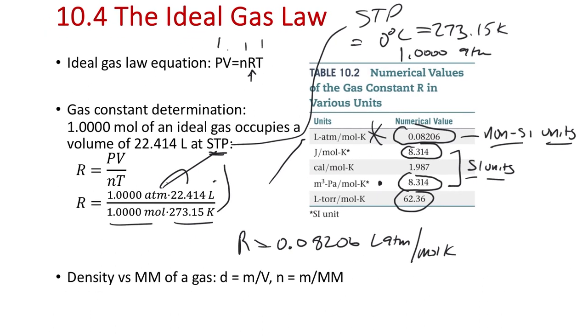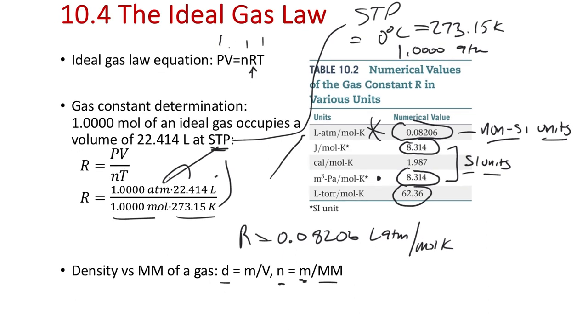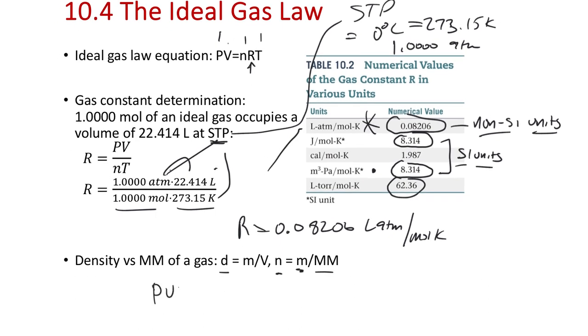Okay, so now what we can do with the ideal gas law is relate densities to it. A density is a mass per unit volume. We can recall that moles are calculated by mass over molar mass. So we can do a little rearranging of the ideal gas law. If we have PV equal to nRT, we could rewrite this as M over molar mass times RT, because that would be moles.